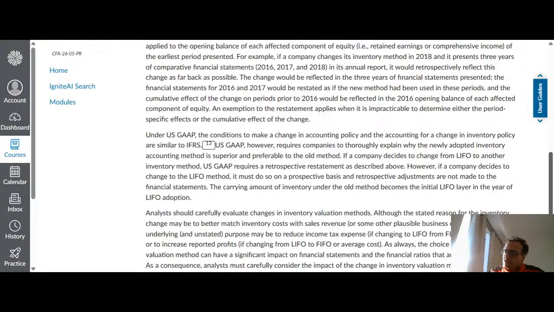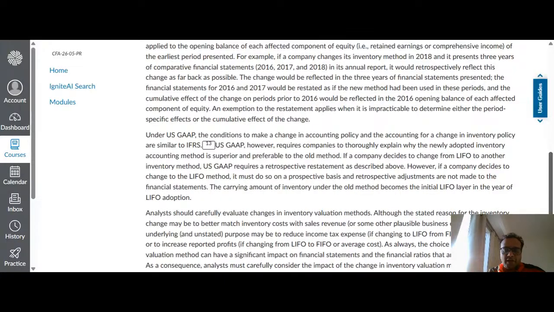Wow. So as per US GAAP, if you are going from LIFO to FIFO, then you have to do a retrospective adjustment. But if you are going from FIFO to LIFO, then you have to do it prospectively.